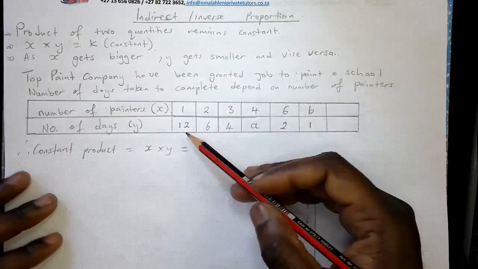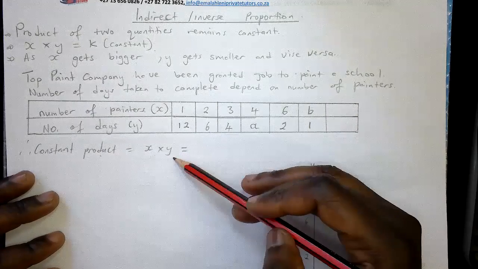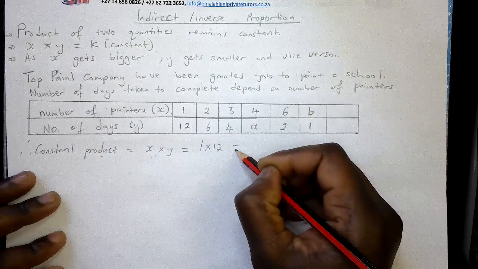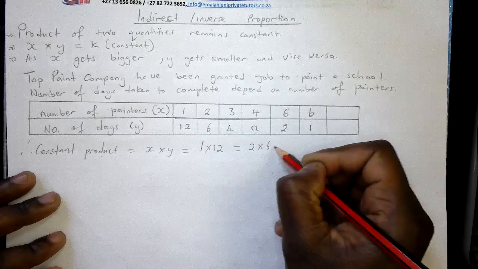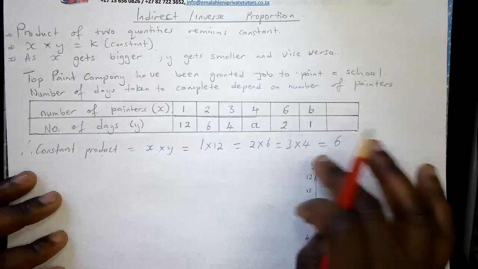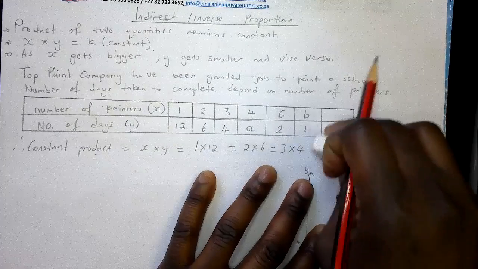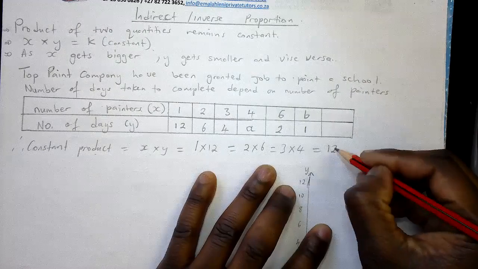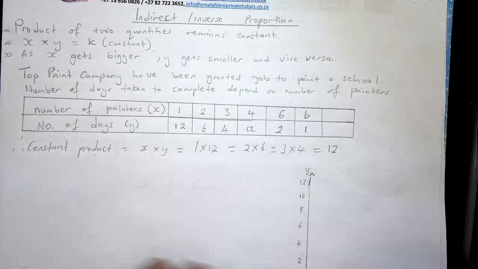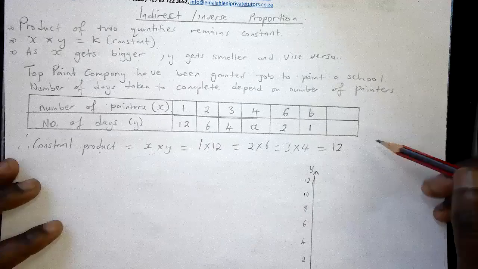But now let's see what we have here. The constant product is x times y, which in this case is 1 times 12 equal to 2 times 6 equal to 3 times 4. Each of them will give you, sorry, not 6, 12. So 1 times 12 is 12, 2 times 6 is 12, 3 times 4 is 12. So you have a constant product.